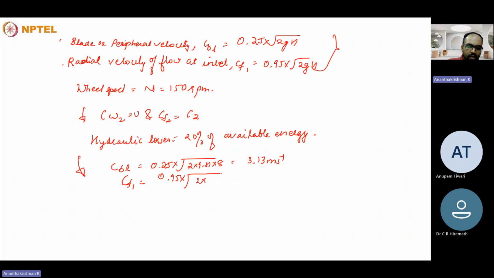Yeah, the head loss component is there. So we have to take that into account quite after some time. The actual hydraulic efficiency is given, so we need to determine the whirl component at the inlet using that.